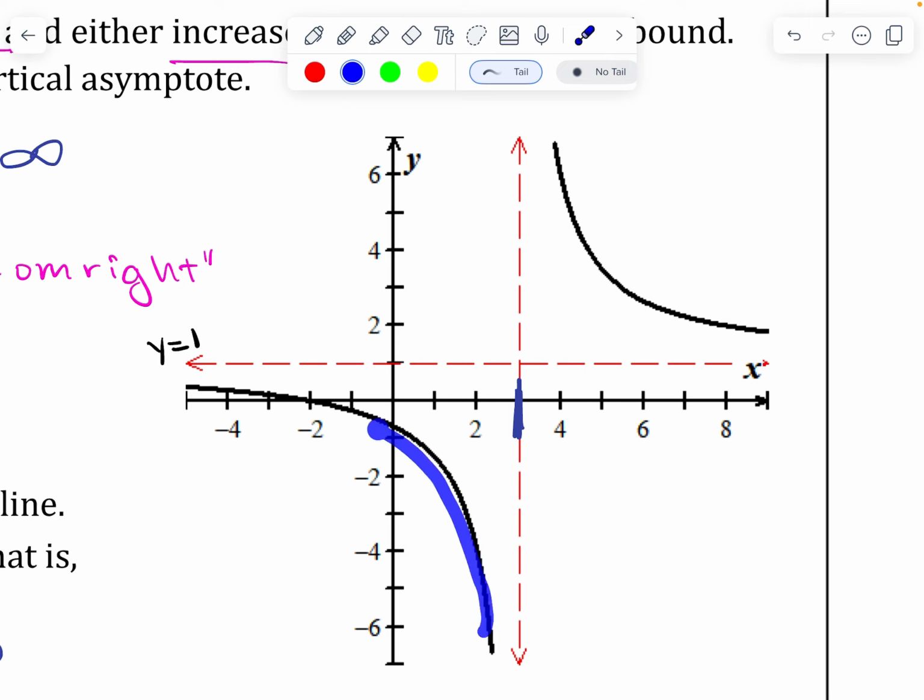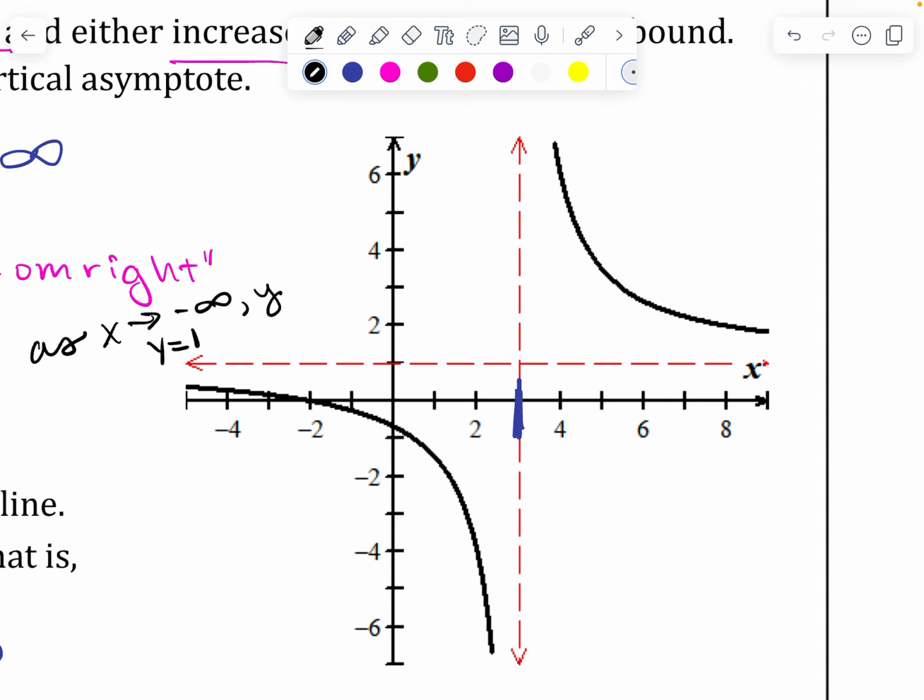What is f of x doing? F of x is approaching what? It's approaching that y equals 1 value. So we can say as x approaches negative infinity, its y, or f of x, approaches 1.